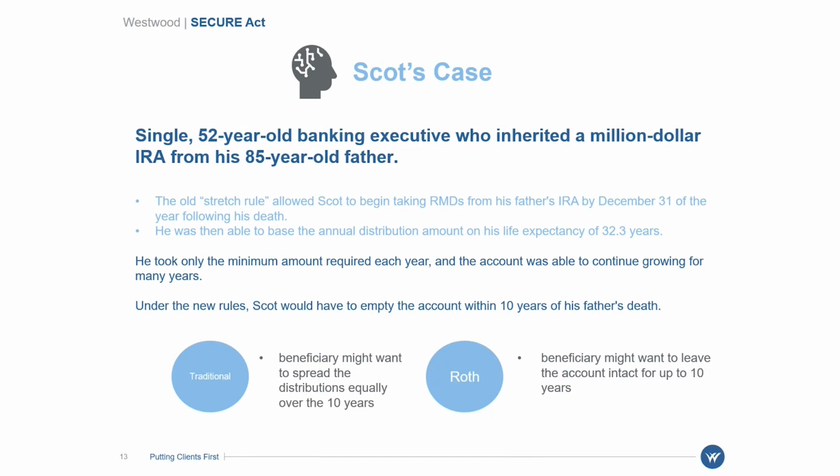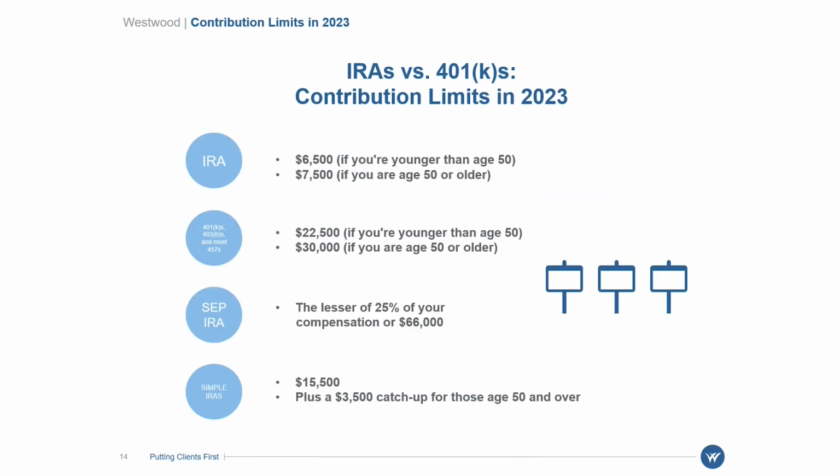Right. So now we're into the new law era of these distributions and administrations. And so let's focus on what we can expect to encounter in 2023. So for IRAs in 2023, the maximum contribution amount is going to now be $6,500 or $7,500 if you're 50 or older. And for 401ks, 403bs, and most 457 plans in 2023, the maximum contribution amount is going to be $22,500 or $30,000 if you're 50 or older.